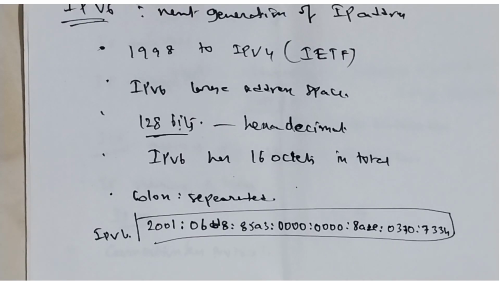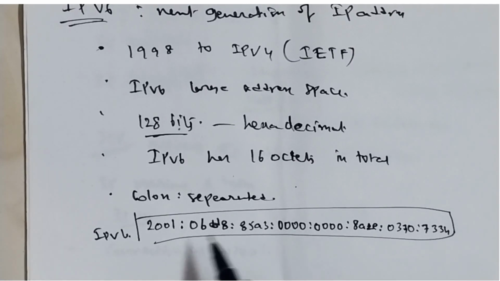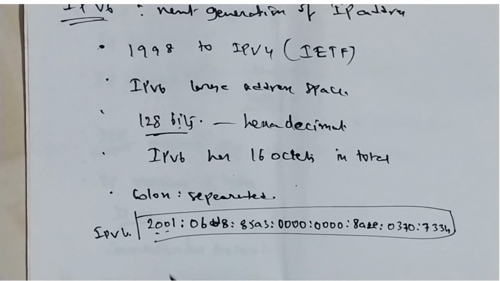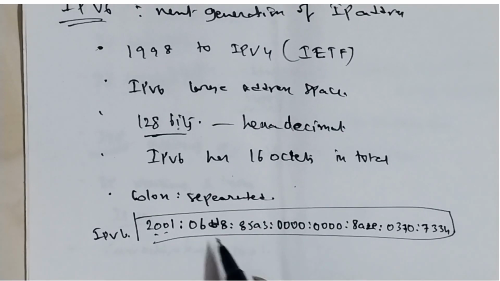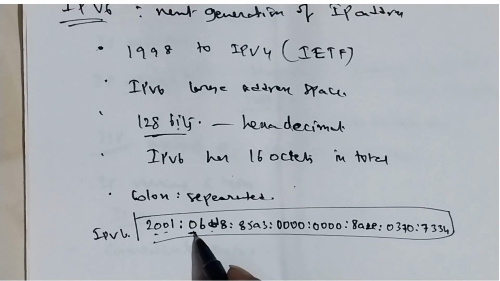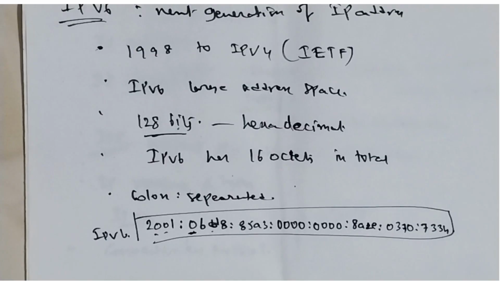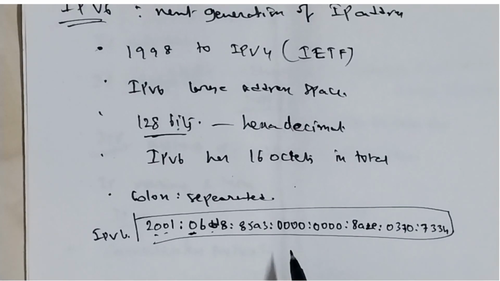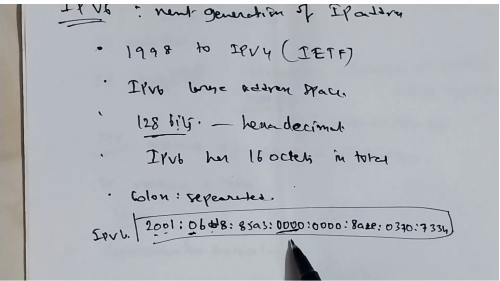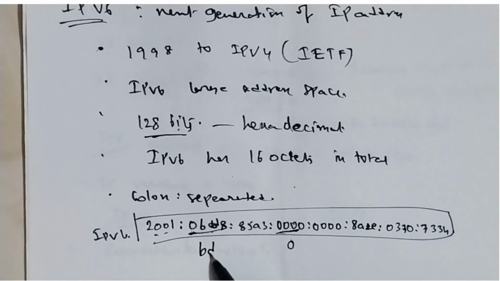What about leading zeros? Leading zeros in each group can be omitted. Okay, in this address, if any leading 0 is there, that 0 will be omitted. For example, here in 0db8, the 0 will be omitted. And what about all four zeros? Four zeros will be considered as a single zero. This will be written as db8.